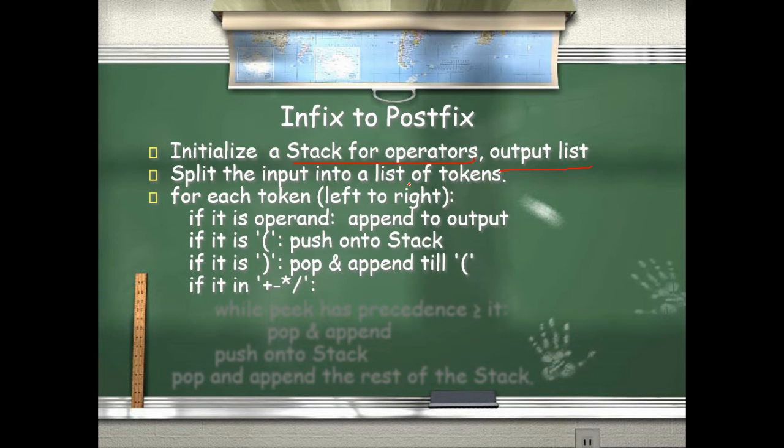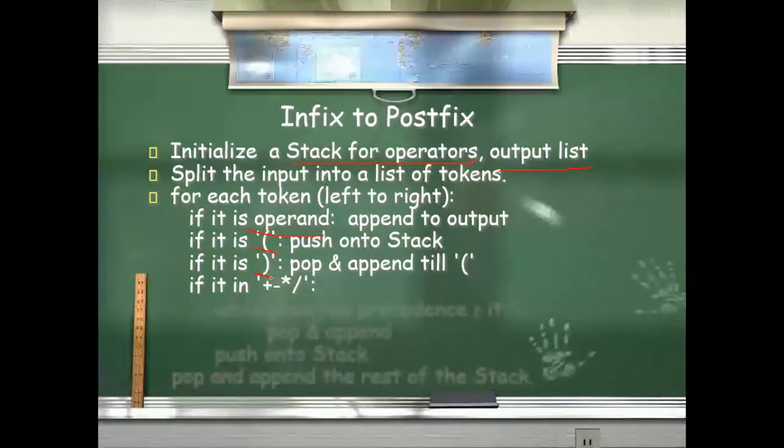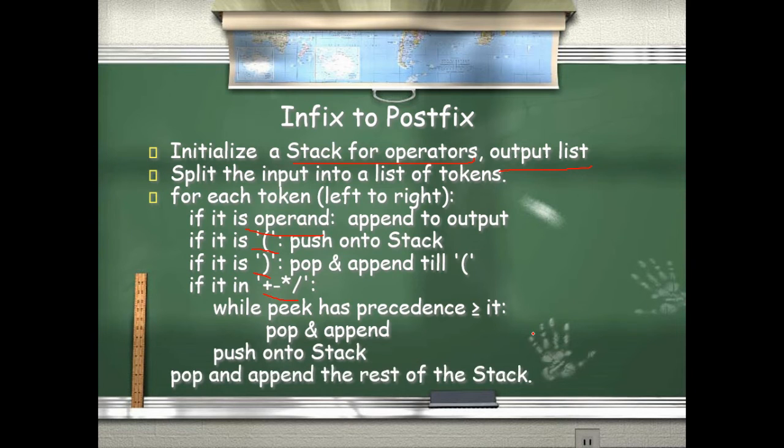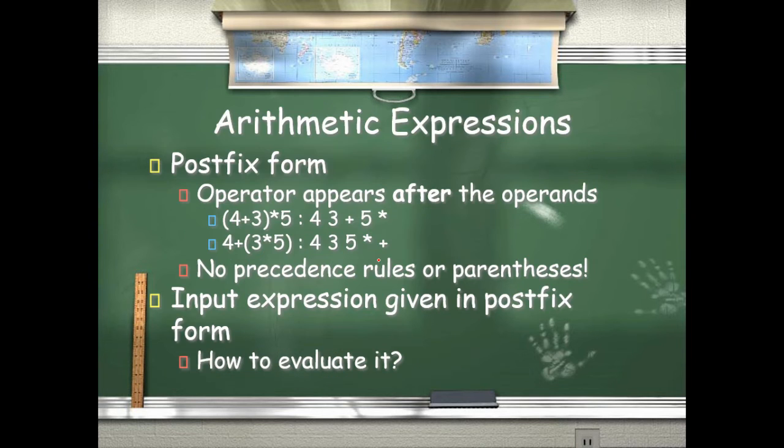So we have taken the input into a list of tokens. For each token, we are scanning from left to right. If it is an operand, then we are going to append it to the output. If it is an opening parenthesis, push it onto the stack. As soon as a closing parenthesis comes in picture, we are not going to add this into the stack. We are going to complete that operation whichever is being mentioned within the opening and closing parenthesis. And then for every operator, plus, minus, star, division, we are going to check the precedence for it. We are going to pop and append, push onto the stack, and pop and append the rest of the stack. So this way we have converted infix into prefix and infix into postfix also.